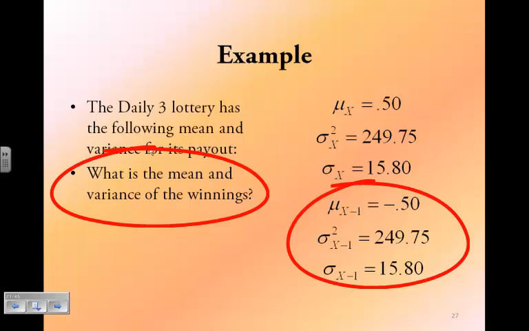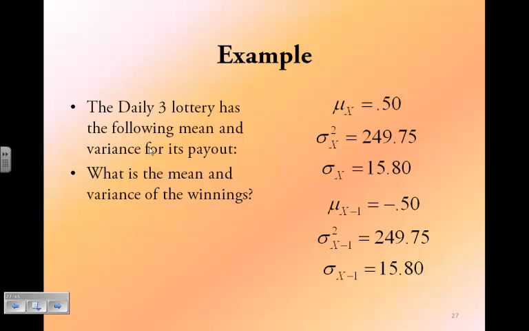Well, for the winnings you have to subtract your dollar, because you got to spend $1. So for the mean, you would subtract $1 and you get negative 0.50. The variance is unaffected by the dollar, right? That's rule number 1: a plus bx, the a doesn't have any effect. So the variance, subtracting, is not changed at all. The mean changes, but the variance does not.